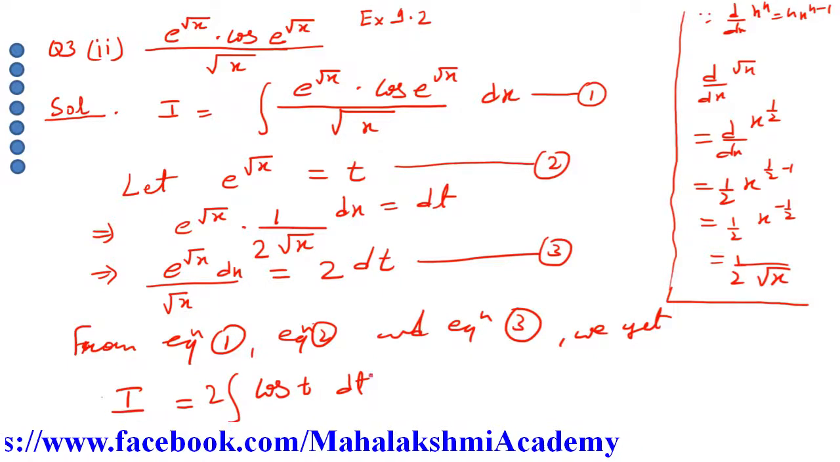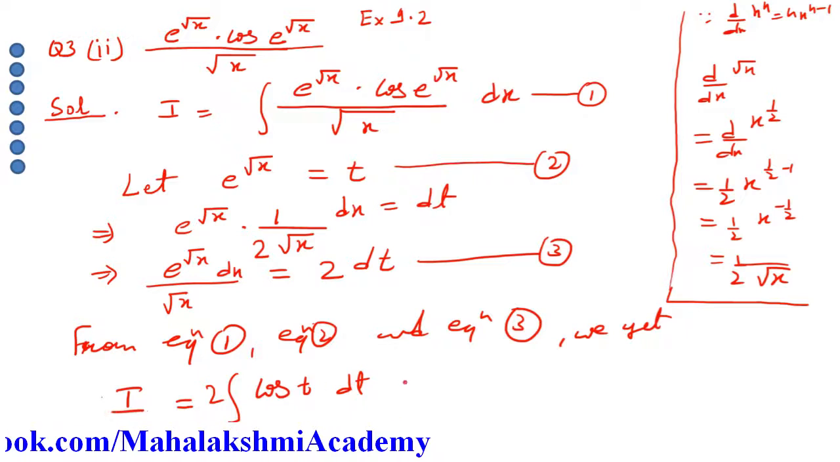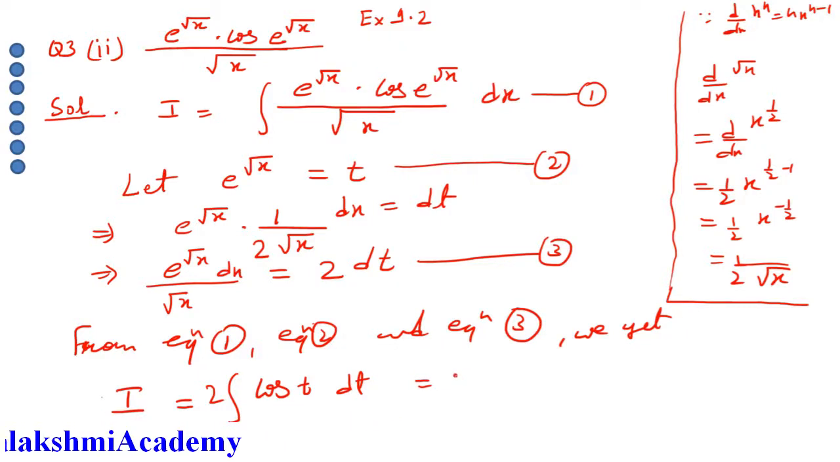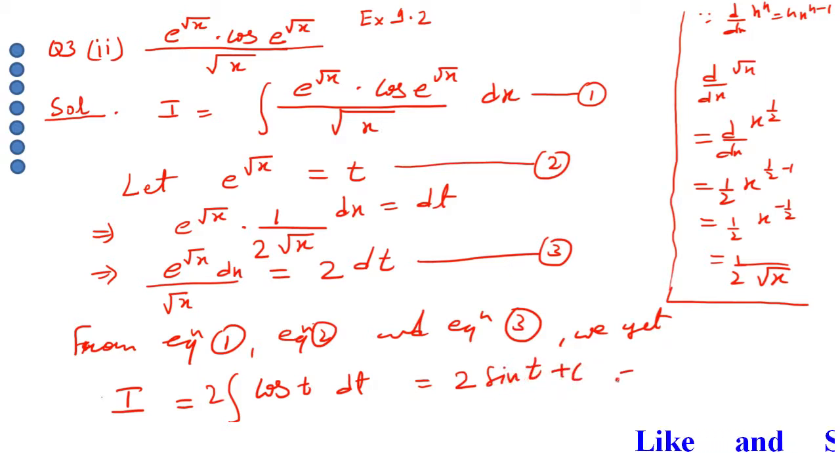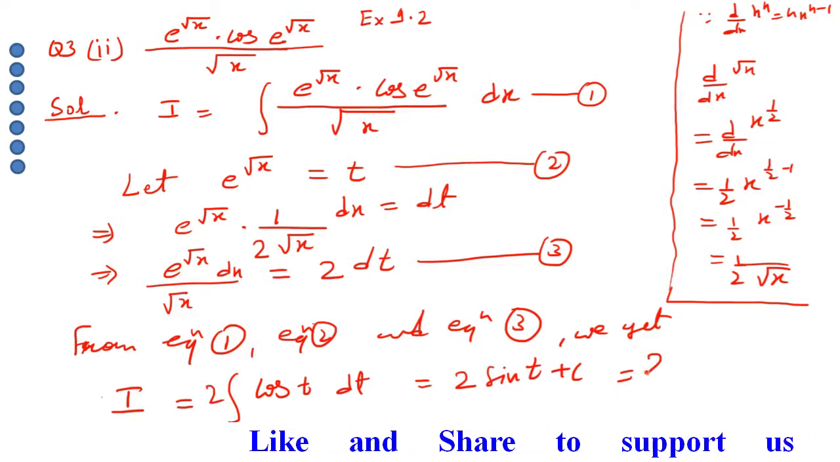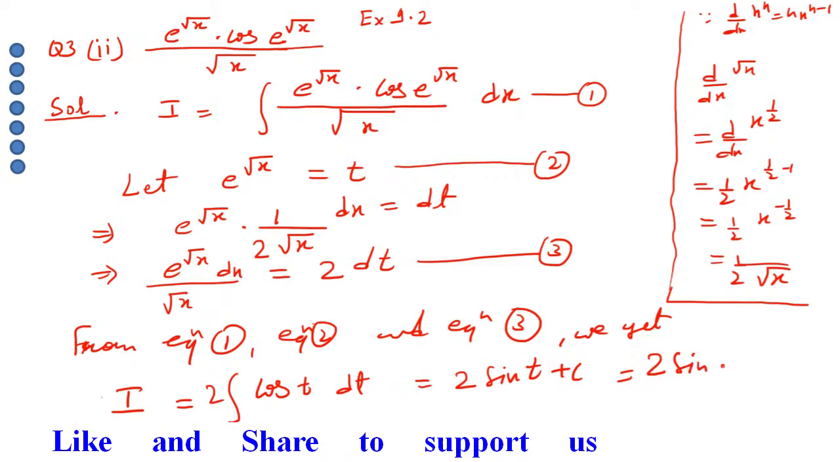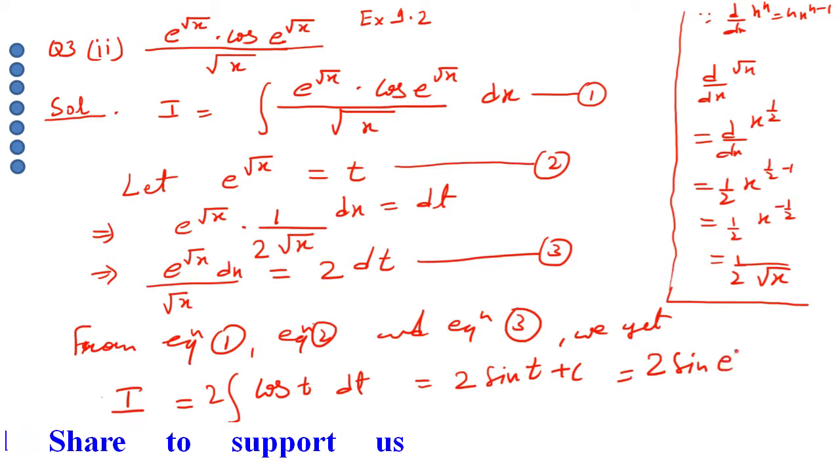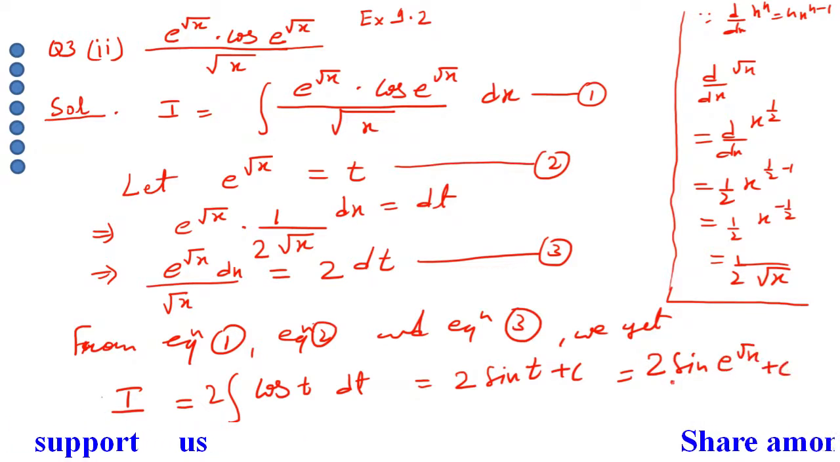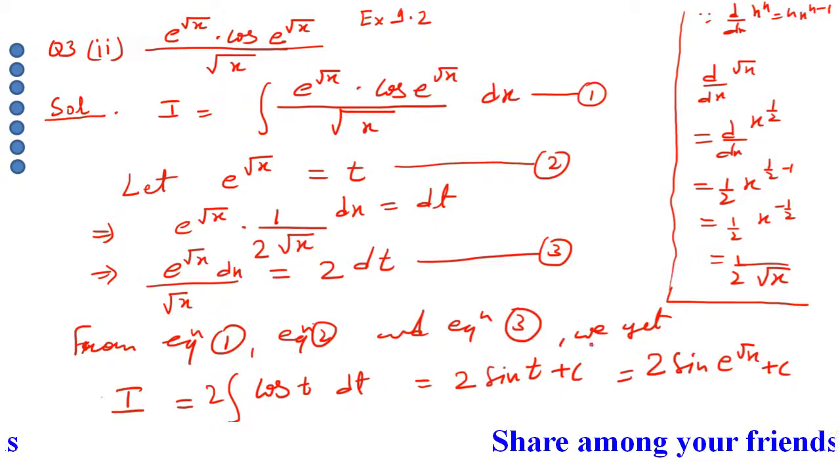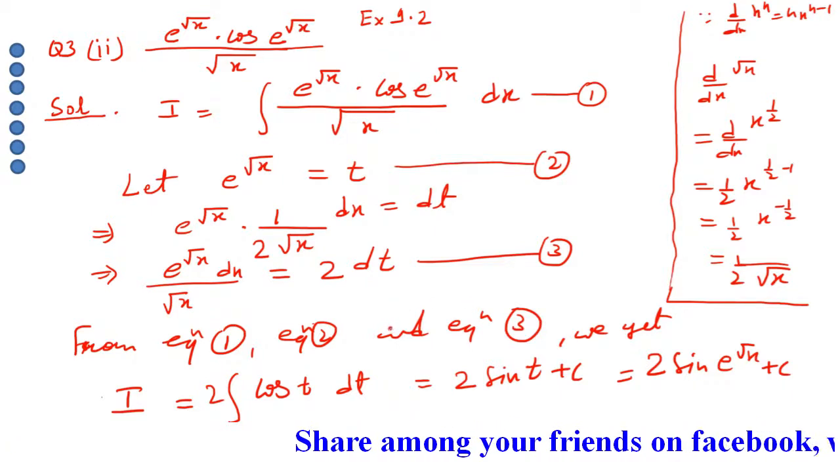Now we have to integrate it, and you already know the integration formula of cos t, that is sin t. So it is 2 multiplied by sin t plus c. Finally, t is replaced. What is t? t is e to the power square root of x. So it is going to be 2 sin e to the power square root of x plus c. So that's our answer for the second part. Now we'll move to question number 4, first part.